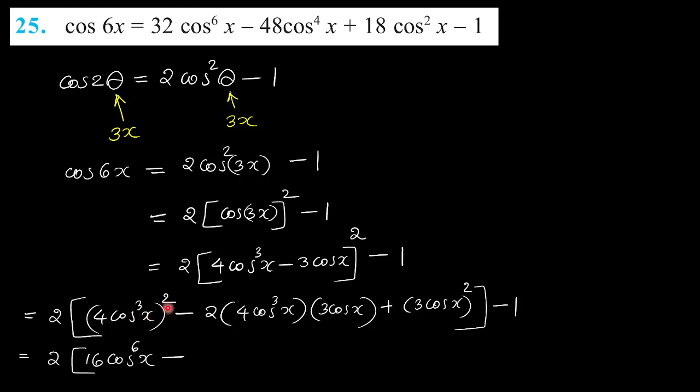4 cos cube square will be 4 square is 16. Cos cube square will be cos raised to 6. Minus 2 into 4, 8. 2 into 4, 8. 8 into 3, 24. Cos cube into cos, cos raised to 4.